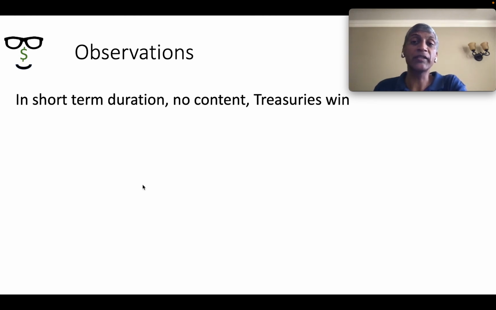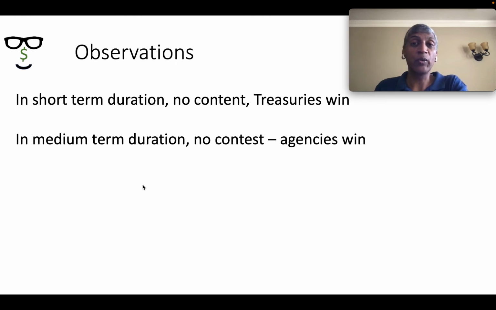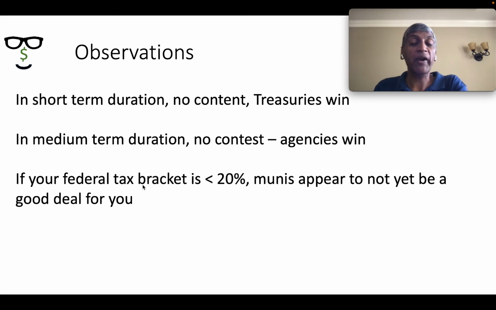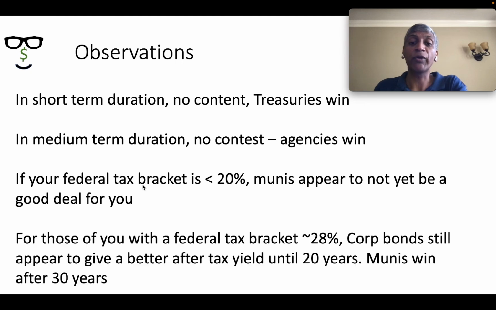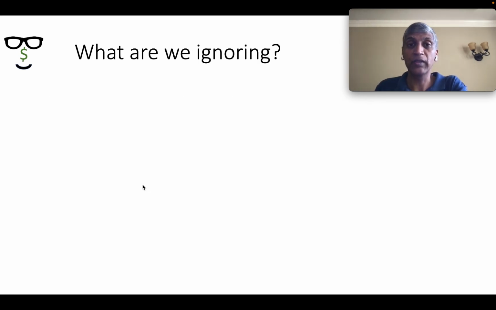Couple of observations in summary. If your duration is 9 months, a year or less, hands down, treasuries beat everything we have talked about. If it is a medium duration, less than 5 years, agencies win. If your federal tax bracket is less than 20%, munis are not a good deal for you anyway. If your tax bracket is around 28%, corporate bonds and not munis in today's interest rate environment and today's yield environment, they seem to beat munis all the way until a duration of 30 years.